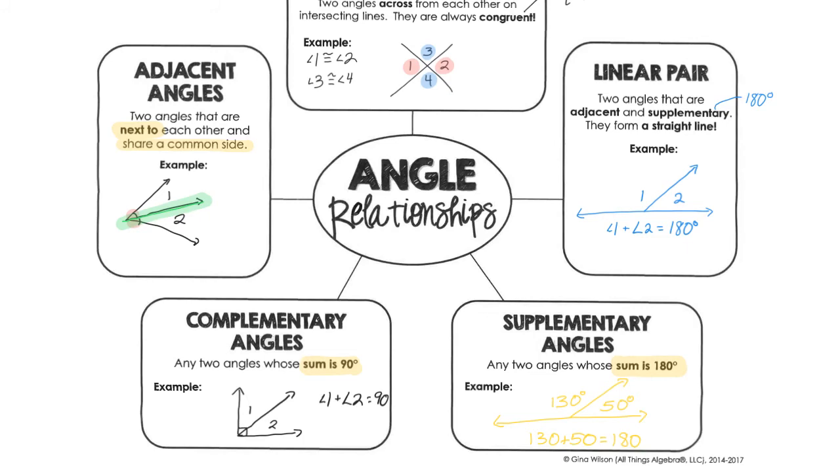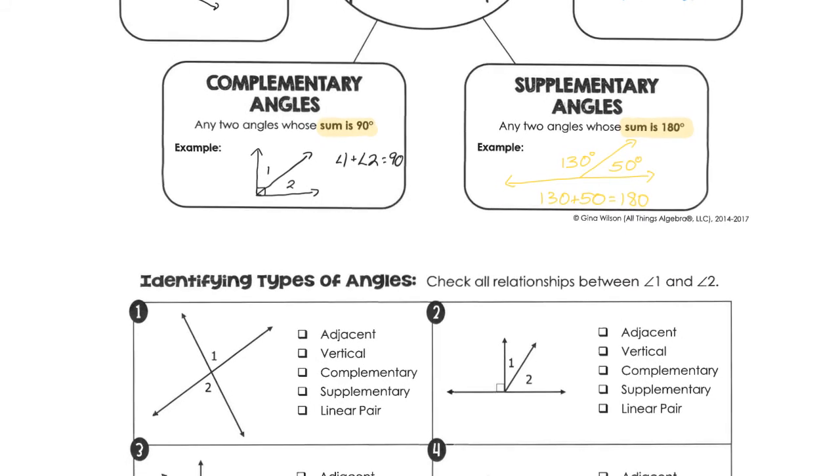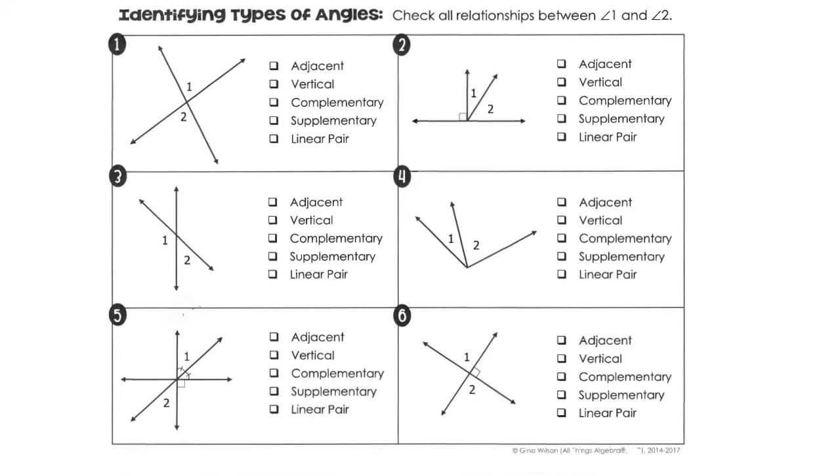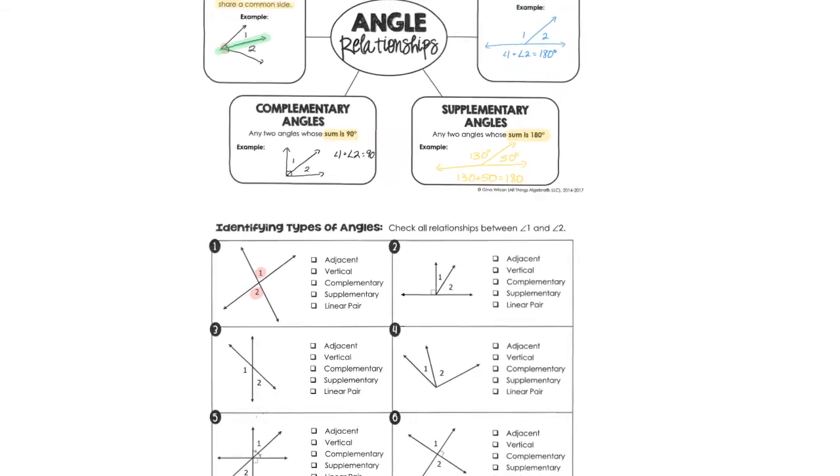All right. Now, what I want you guys to do is, using that graphic organizer, complete this table so we can do the first one together. So identify these types of angles. If we're looking at these angles, we see right here that we have angle 1 and angle 2. Let's go through our chart and see what we have.